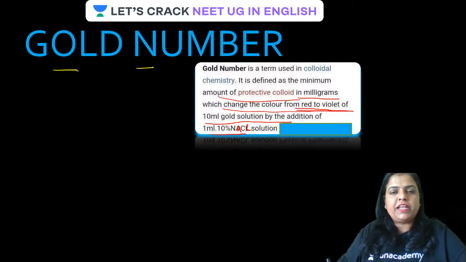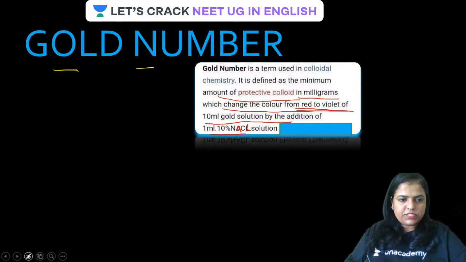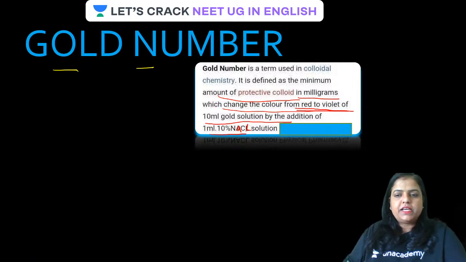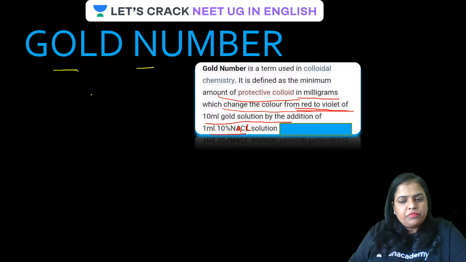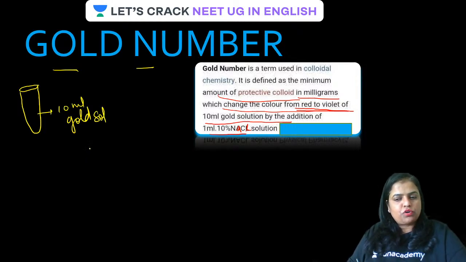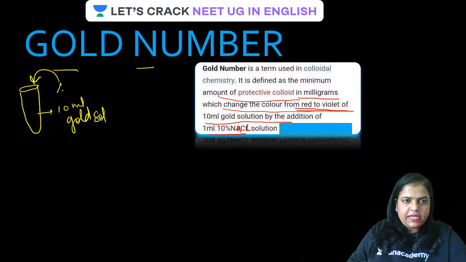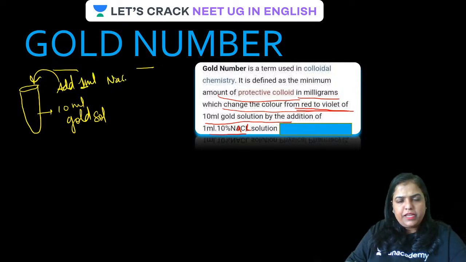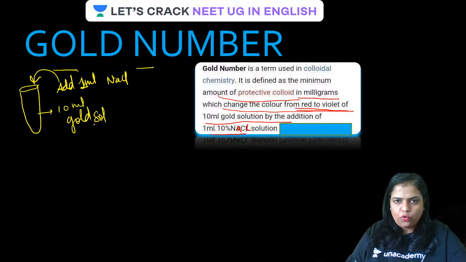I'm going to explain it in an easier way now. Have a look at the screen. Suppose, guys, you have taken a test tube, all clear. Now what do you have to do? Take 10 ml of gold sol in that. To this add 1 ml NaCl solution. Okay. What actually happens, guys?